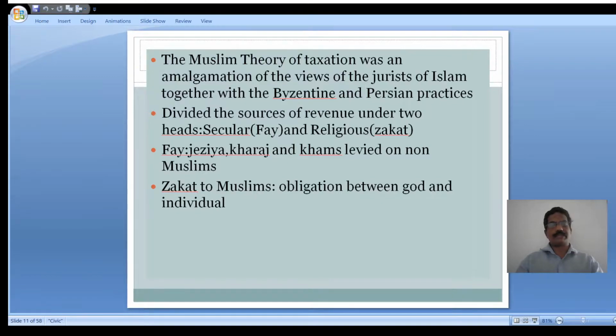Under the umbrella of secular tax or fair tax, we include taxes named jizya, kharaj and khams. Basically, these taxes were imposed on the non-Muslim community. The second category is zakat. Zakat was a tax levied on the Muslims. It was not compulsory, but it was an obligatory tax.